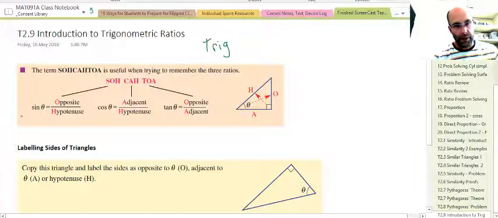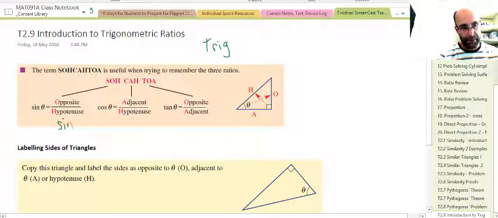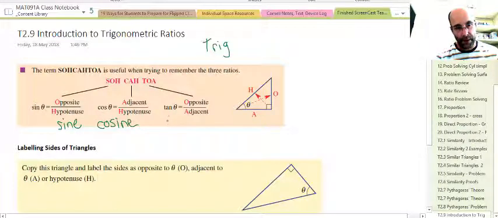The three ratios, or the three ways we can compare the sides, are here. We've got one called sine, S-I-N-E. It's abbreviated as sin. That is not sin. Sine, cosine, which is abbreviated as cos, and tangent, the tangent ratio, abbreviated to tan.